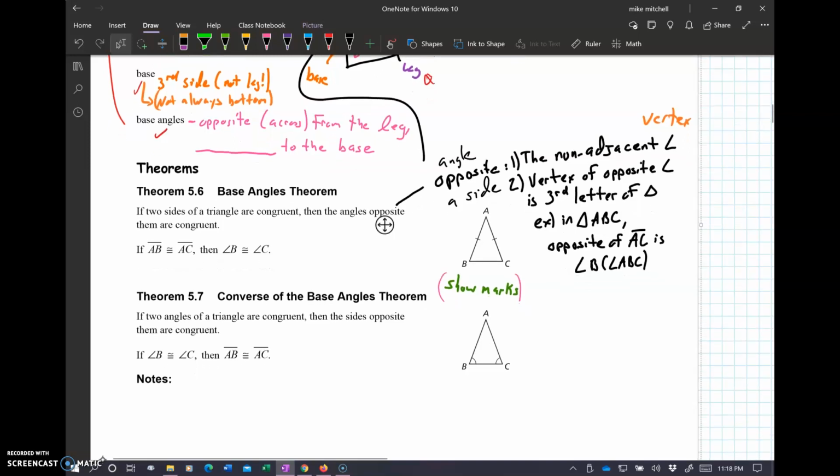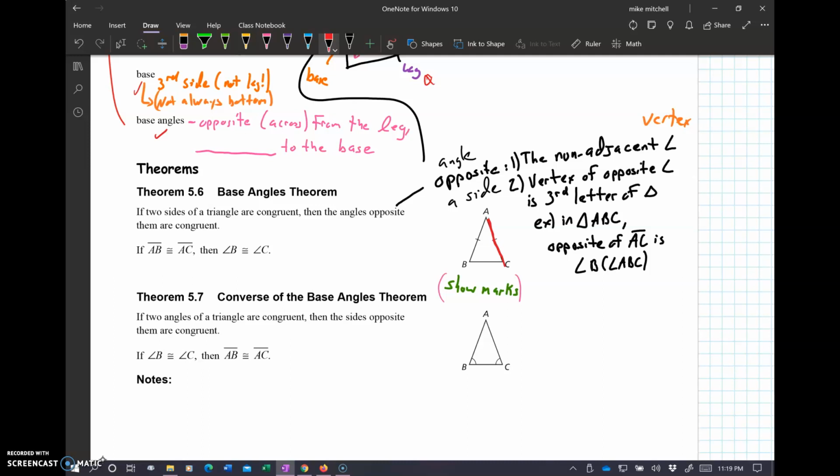Now, we got a bunch of rules for these. If two sides of a triangle are congruent, those would be our legs again. That's the leg they're talking about right there. So if two sides of a triangle are congruent, which are our legs, the angles opposite them are congruent. Now, I've got a whole bunch of stuff written out on opposite over here. So I'm going to look at this side first.